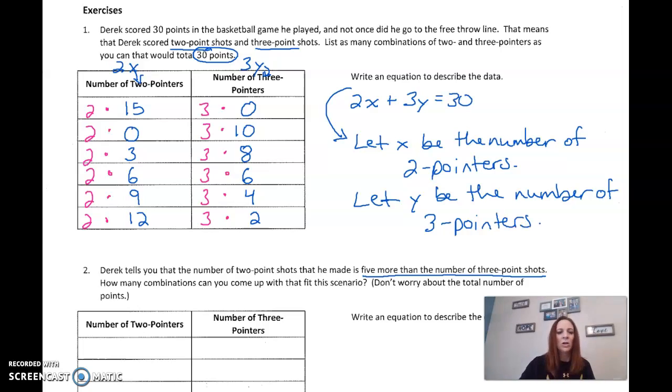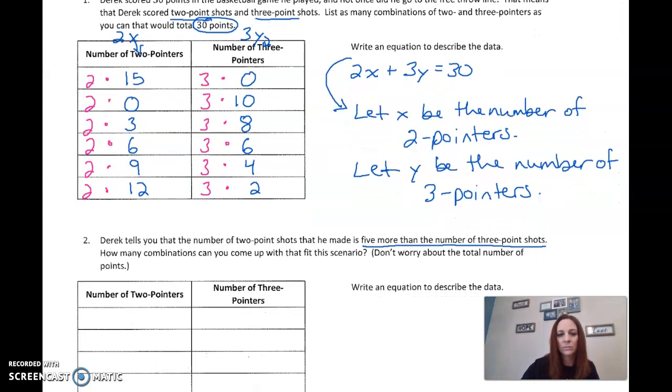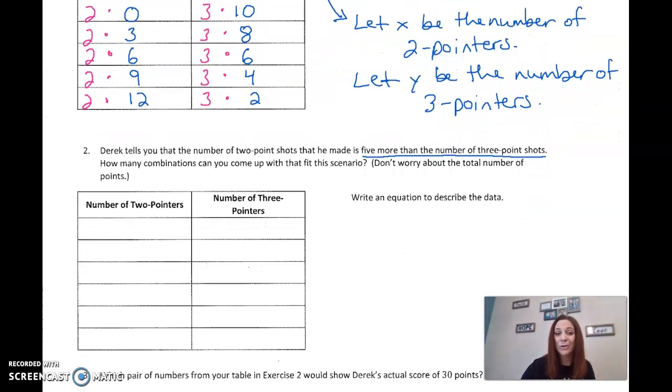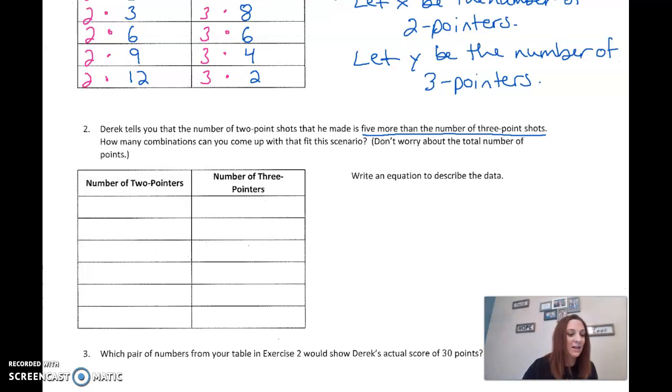Okay. So, number of 2-pointers. And honestly, we can just write any numbers, right? Because we're not worried about the total number. So let's say he made 5 2-point shots, okay? And 0 3-point. I'm sorry. This has to be 5 more. So if he made 0 3-point shots, then he made 5 more 2-point shots.